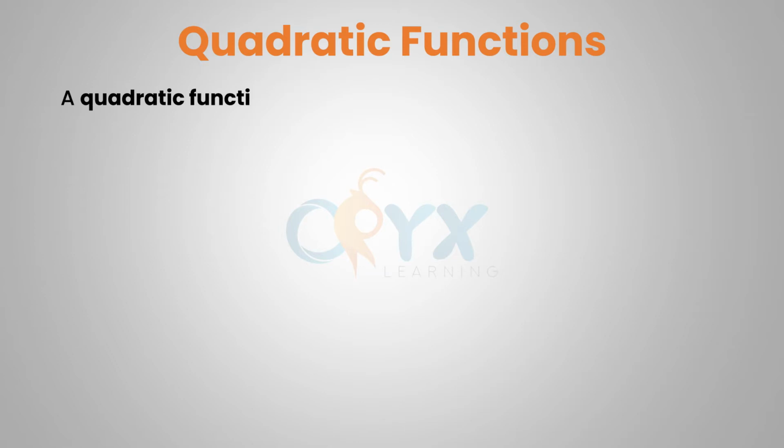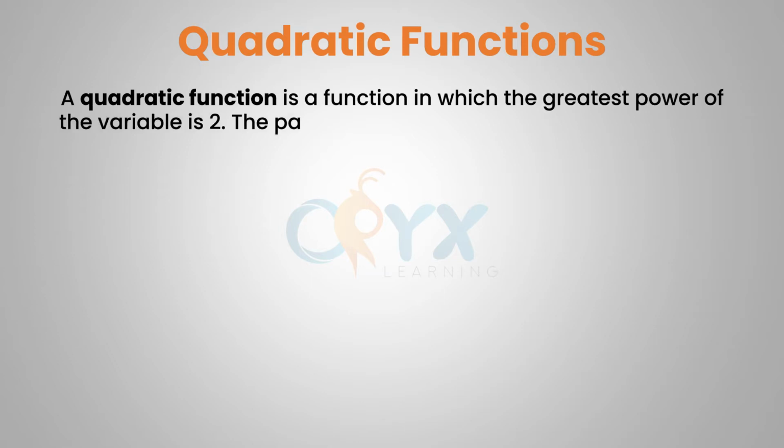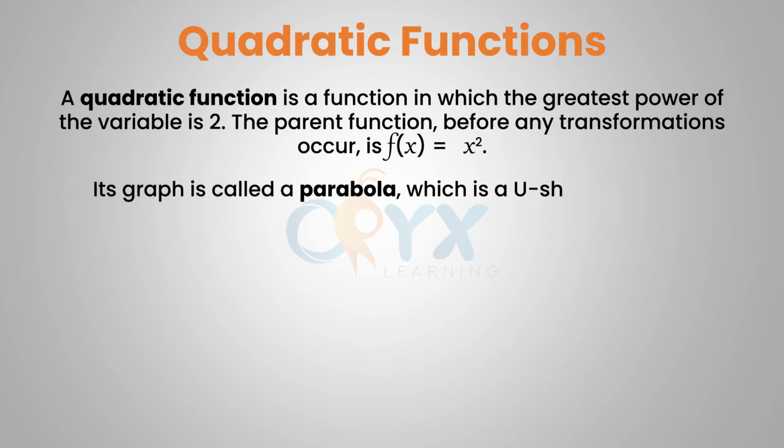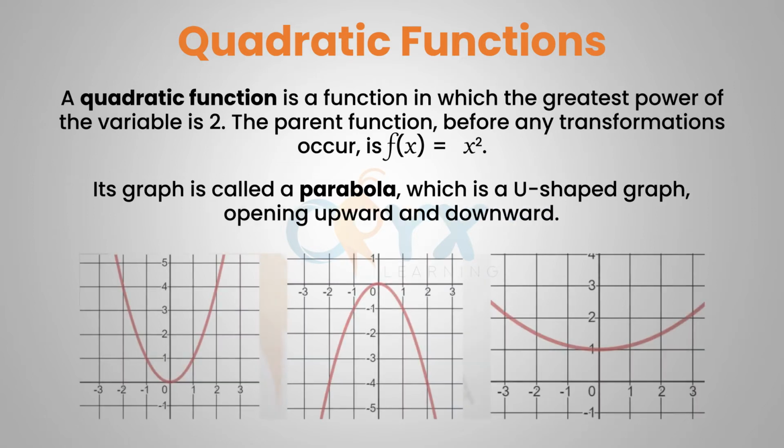A quadratic function is a function in which the greatest power of the variable is 2. The parent function, before any transformations occur, is f(x) = x². Its graph is called a parabola, which is a U-shaped graph opening upward and downward. Some examples are shown below.